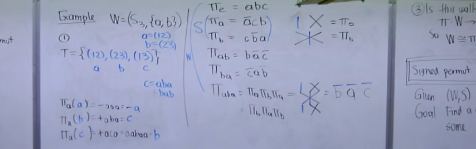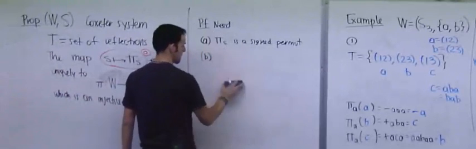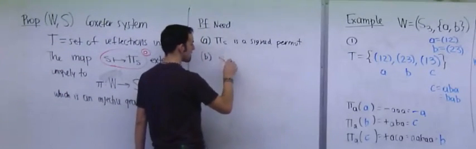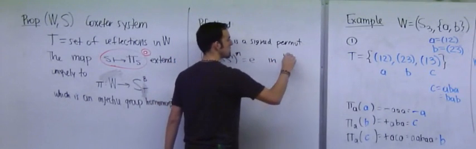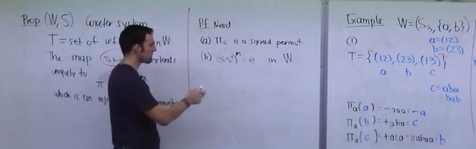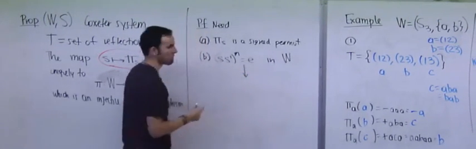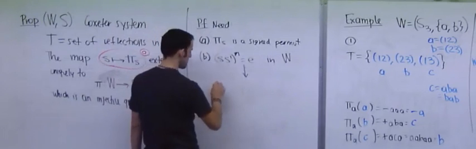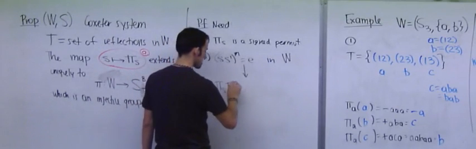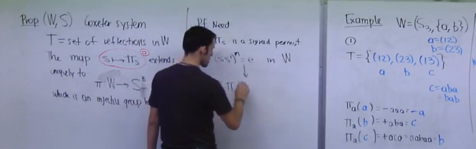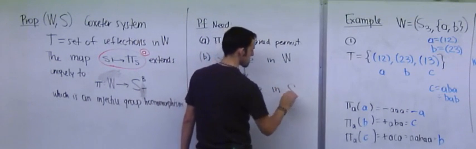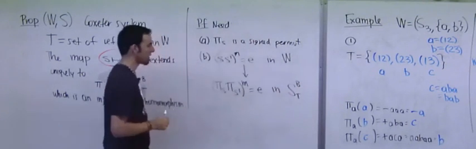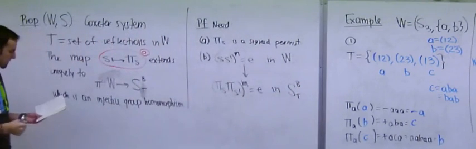So we need to prove that that's the case, that whenever we have a relation of the form S prime to the M equals E in W, then that relation better hold with these permutations also. So we need to prove that. Okay.